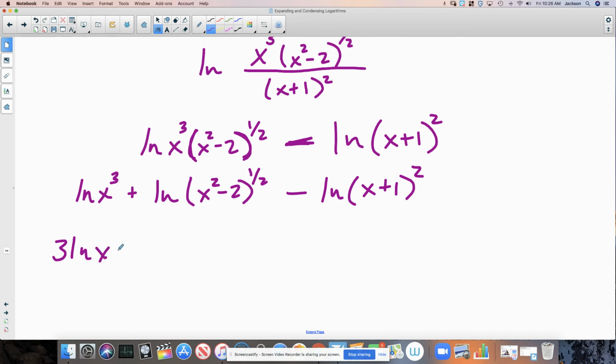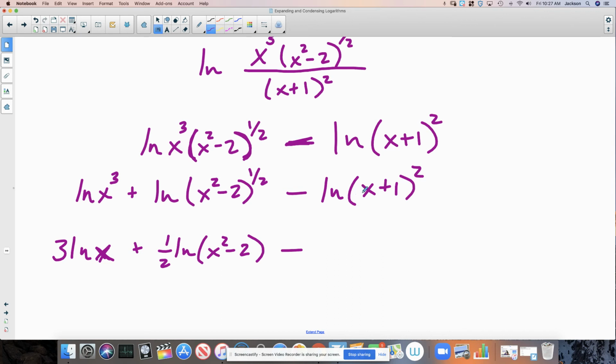Okay, and that's it. We have no more products. We have no more quotients in here. Now let's look inside this log. We have a 2 and a 1/2 at the exponential level. The 2 only applies to the x. The 1/2 applies to everything here. So that 1/2 is coming down in front of this logarithm. All right, so we're here. Minus, now we can finally talk about this.